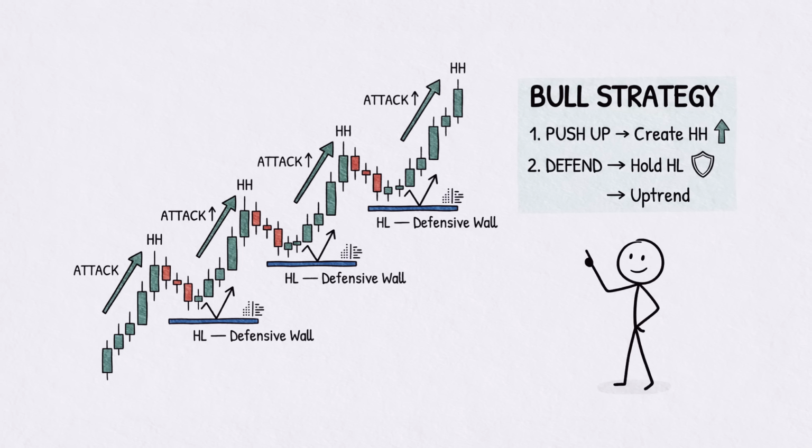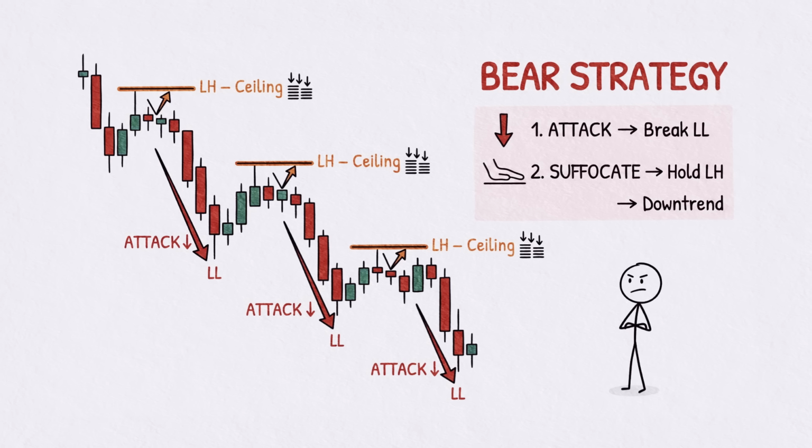The bull strategy is simple: push up and defend. They use aggressive market buy orders to push price higher, and then they defend. At every structural low, every higher low, clusters of orders pile up. Limit buys, reactive market buys, algorithms, all sitting there waiting. Every time price pulls back to these levels, that concentrated demand catches the fall and bounces it back up. The result? Higher lows. The defensive walls keep moving up. That's an uptrend.